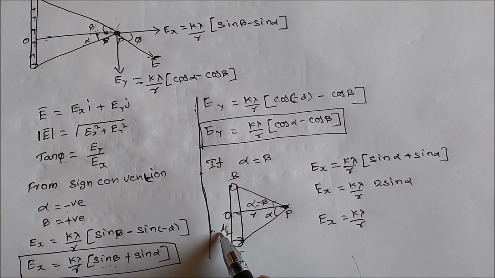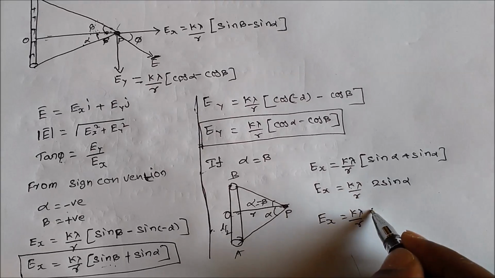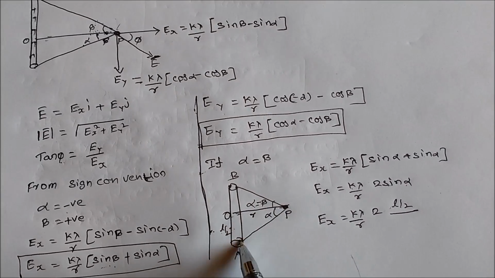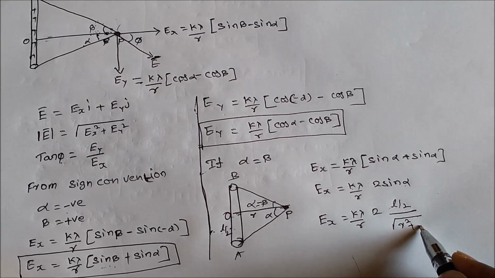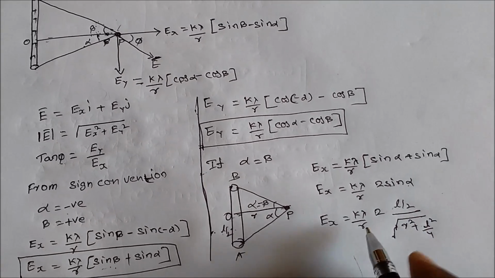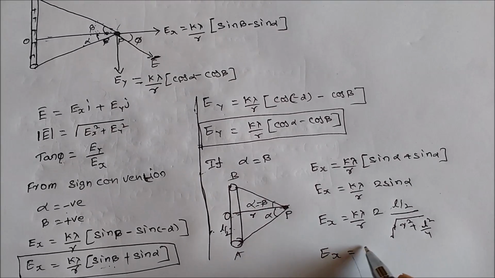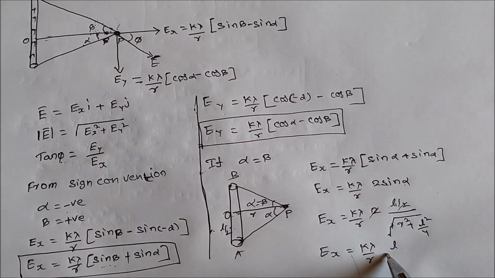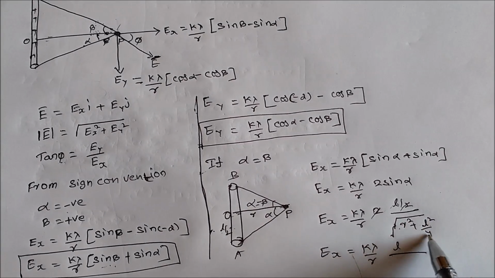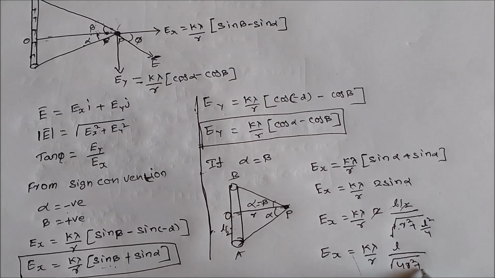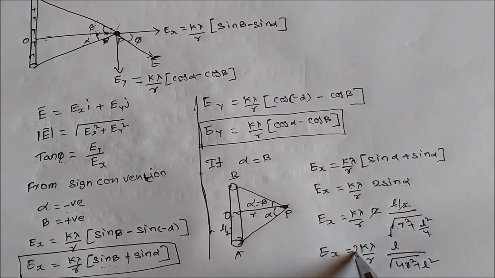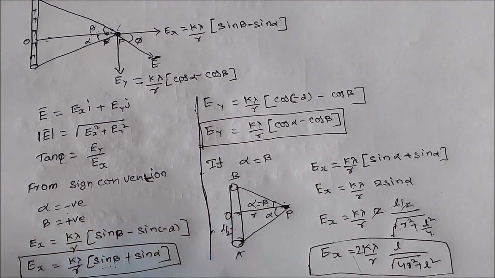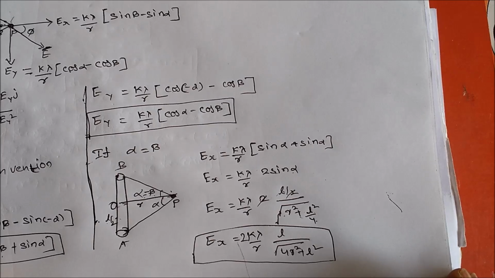from the triangle OAP, the opposite side is L by 2, so sine alpha is opposite side L by 2 by hypotenuse. Hypotenuse is root over R square plus L square by 4. If you calculate that, the 2 gets cancelled, then Ex is equal to k lambda by R, k L divided by root over R square plus L square by 4, and now 4R square plus L square, root 4 is nothing but 2 will come, that 2 I am writing here. This is the field intensity in the x direction on the bisector.